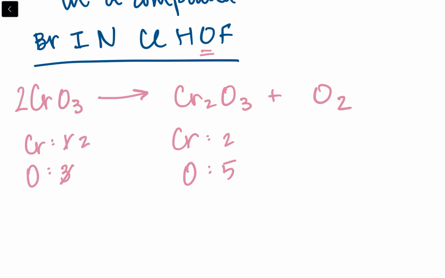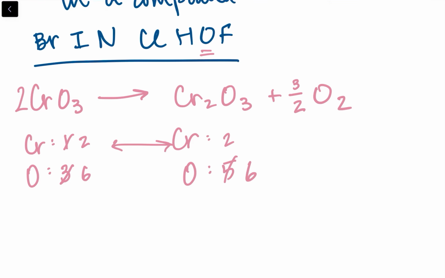So 2 times 3 is 6. Next, we have 2 chromiums. The chromiums match, but the oxygens do not. So now what do we do? How do we get 6? So we know that 3 plus 3 is 6, but we cannot put a 3 over here because 3 times 2 is 6, but then it just wouldn't work out. So how would we add an odd number in the coefficient? We simply put it as a fraction. There you have it, 3 over 2 oxygen. So now that you add it, it's going to be 6.